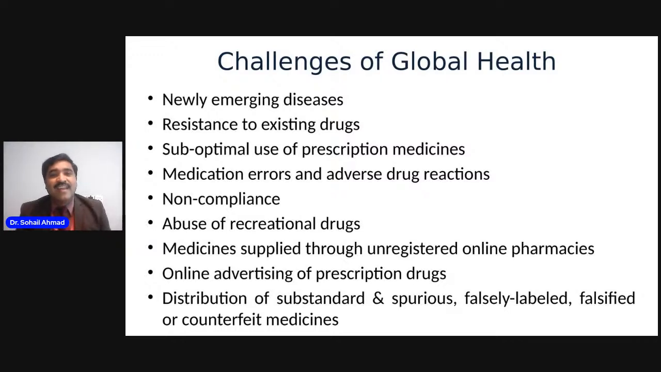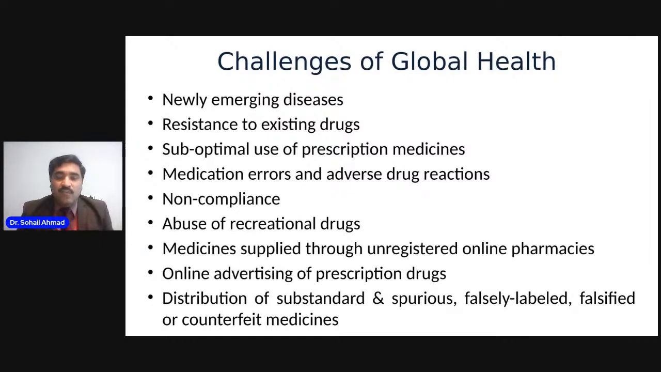But before that, let me list down a few of the common challenges we are facing as global citizens. First one, newly emerging diseases. As we all have witnessed in the previous 2 to 3 years, every life has been affected at the individual level, at the community level, and at the global level as well because of the COVID-19 pandemic. As a result, life before COVID-19 and after COVID-19 is not the same at different levels.